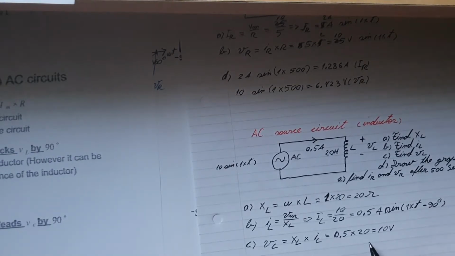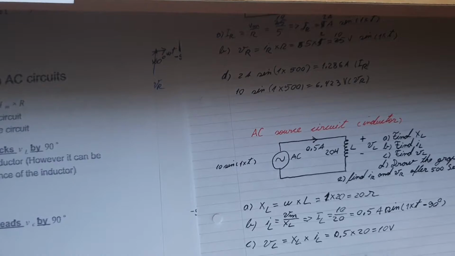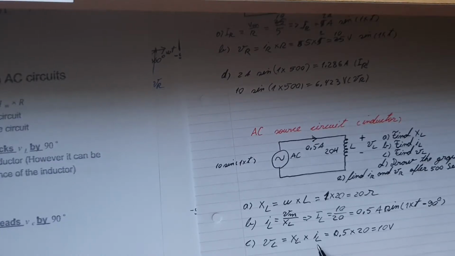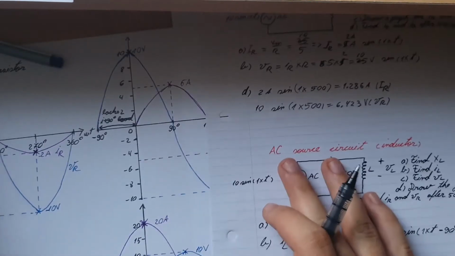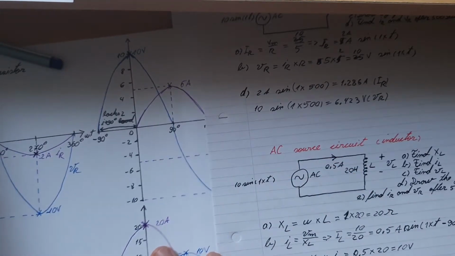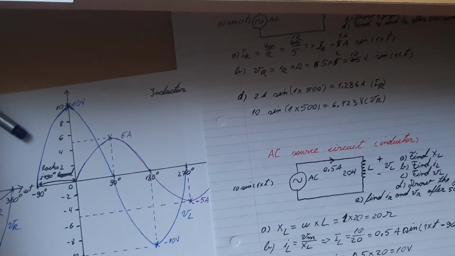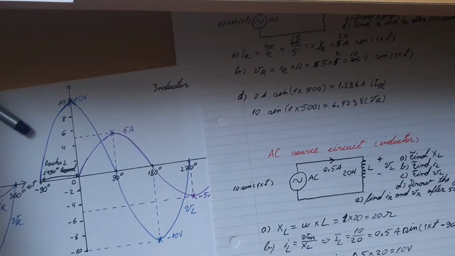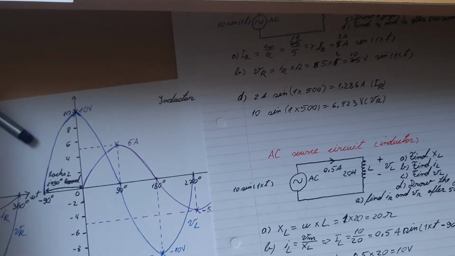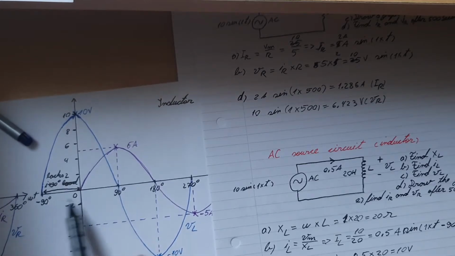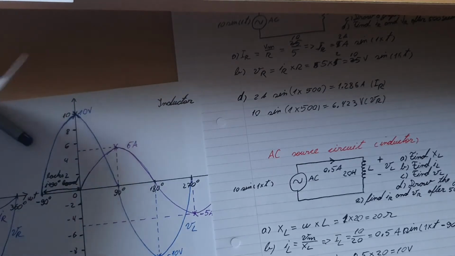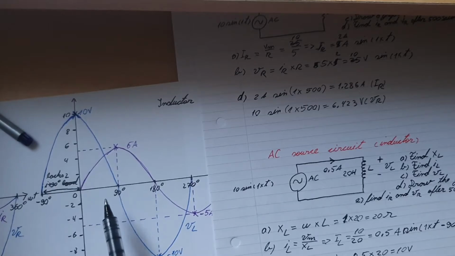Alright, so now we will do XL times IL. What is it though, a minus value? Yeah, it is, isn't it? Yeah. Oh, I see what I did. I have the graph here, and I was wondering, did I actually draw this one correctly?